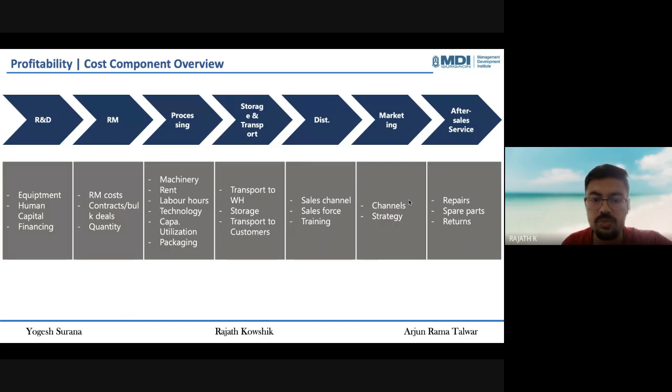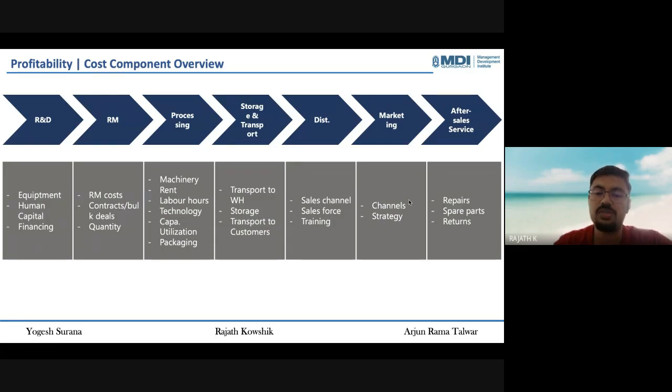Now, when it comes to storage and transportation, this is fairly clear. It's inbound and outbound costs in addition to the storage, right? So inbound being the transportation to the warehouse or a depot, and finally storing them and all of the administration costs thereof in terms of the storage in the warehouse or the depot, and finally the outbound logistics, which is the transportation to the end customer, right? Now, when it comes to the distribution costs, this is again fairly straightforward, which is essentially what sales channel we are trying to use, what is the sort of human costs involved in the sales force, what is the sort of training that is required, and so on.